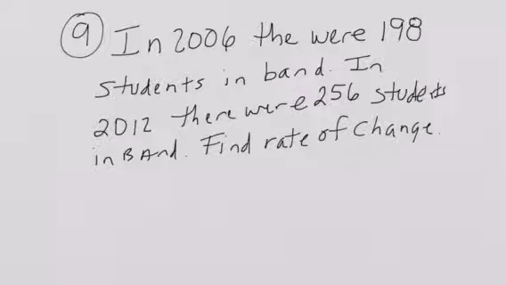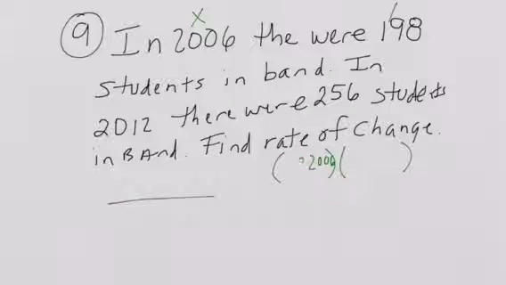In 2006, there were 198 students in band. In 2012, there were 256 students in band. What is the rate of change? So we have 2 ordered pairs, and what we're going to do then is we're going to put our 198 and our 206. Oh, sorry, this is our X and this is our Y.